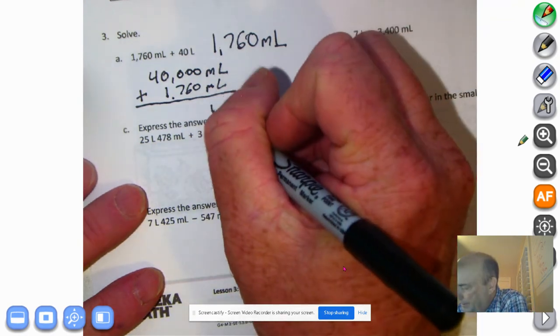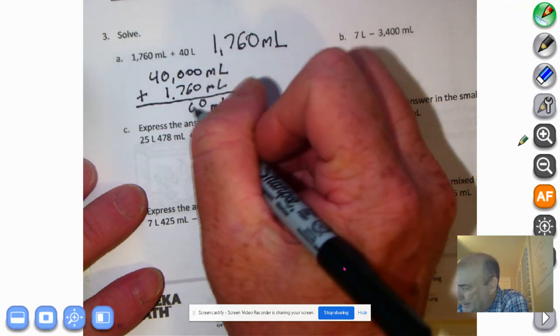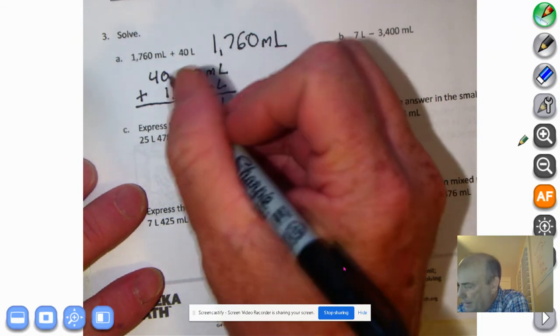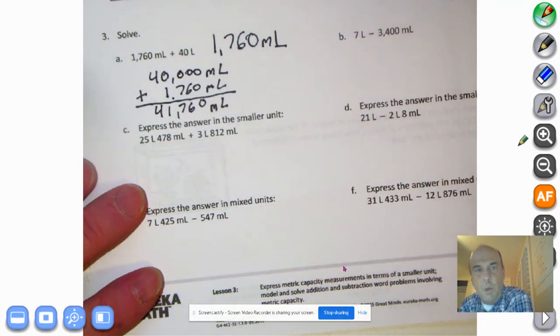Bring down our unit of measurement, capacity. 0 plus 0 is 0. 0 plus 6 is 6. 0 plus 7 is 7. 0 plus 1 is 1. Bring down the 4. We have 41,760 milliliters, or 41 liters, 760 milliliters.